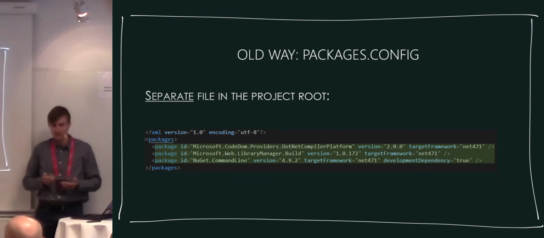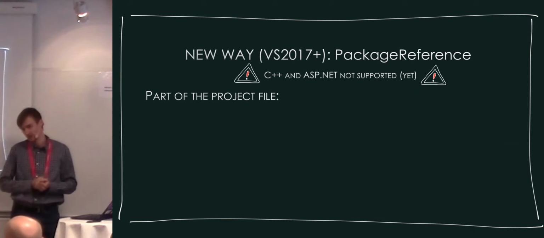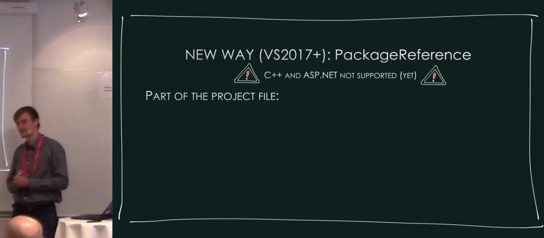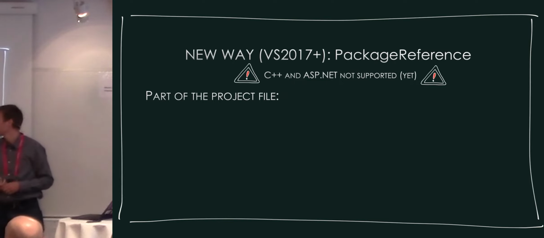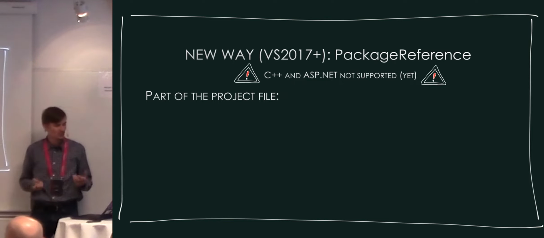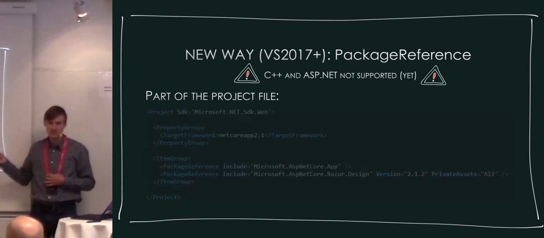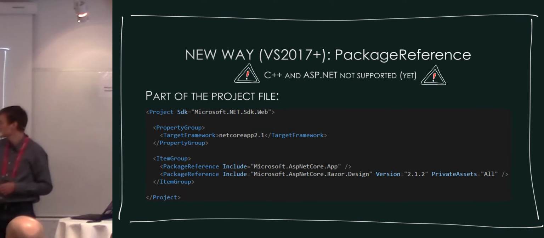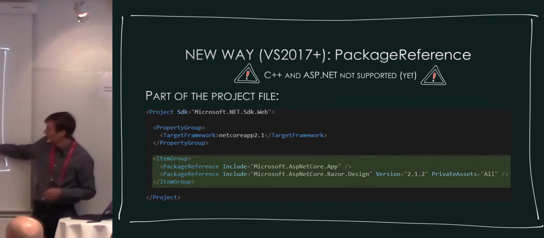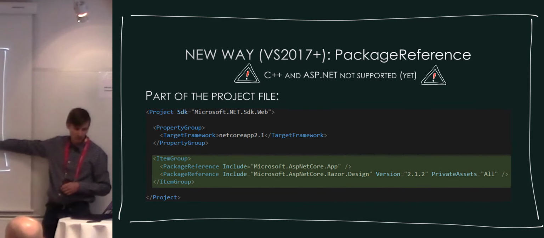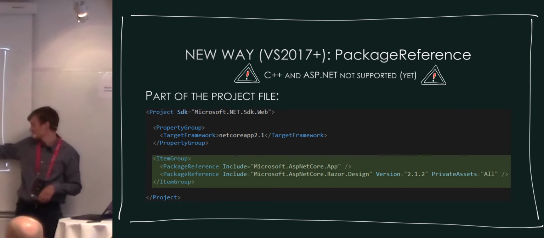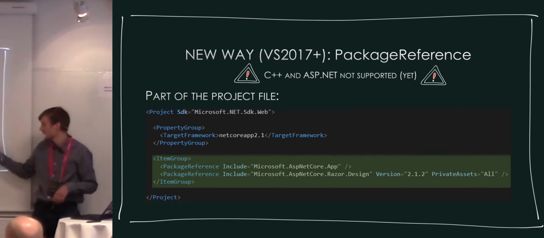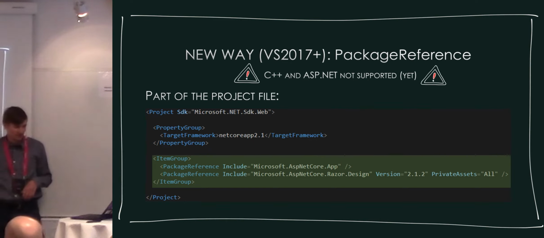Microsoft, however, came up with the new way, which is the package reference format. Anyone using package reference? Okay, a smaller number of hands, but good. They write that it's not fully compatible yet with C++ and ASP.NET projects. The difference is that we put dependency information in the project file. Here we have an item group, a special item group for package references. In the previous slide we had development dependency; here it says private assets. It's pretty much the same. So it's similar, but it's different.